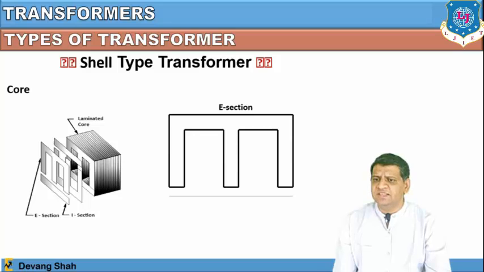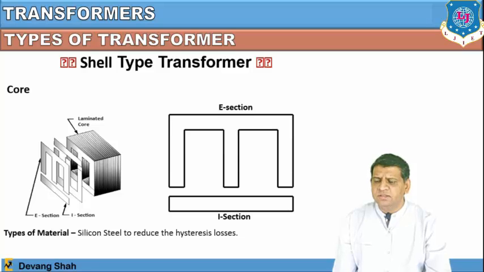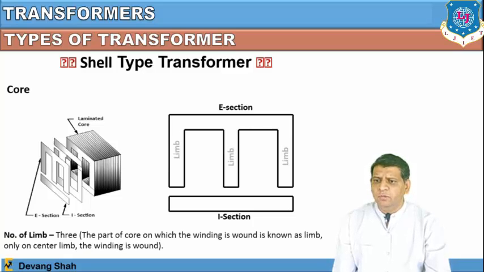So you can see this is the E section and this is the I section, which will be joined together in parts of the limb and yoke. So here the number of magnetic circuits are two, here double, and the type of material again is silicon steel to reduce the hysteresis loss. The type of the core is rectangular and laminated to reduce the eddy current losses, and the number of limbs here is now three. You can check here.